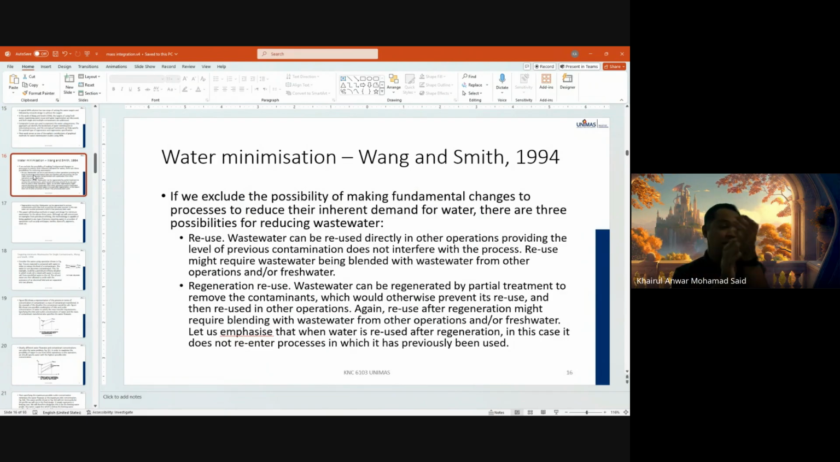So this method was introduced by Wang and Smith in 1994, a water minimization methodology. This is the foundation of water pinch analysis. After this, there are a lot of methods, but it started with this methodology.